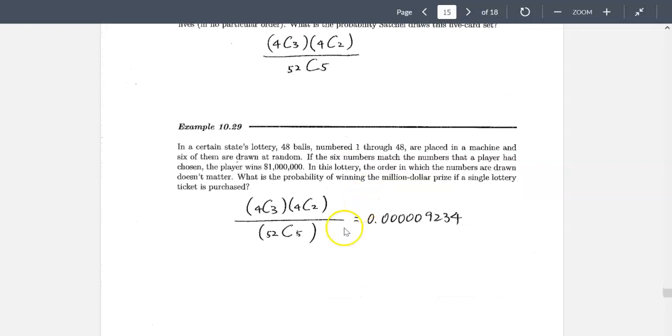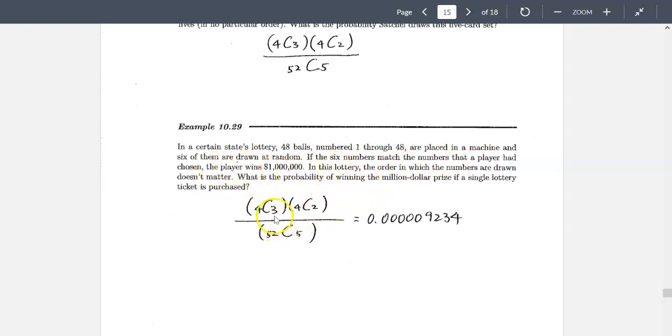Same thing with the lottery. In a lottery, you choose 5 numbers, so 50 choosing 5. They're asking what's the probability of winning if a single lottery ticket is purchased? The numbers are 1 through 48, placed in the machine. 6 are drawn at random. If the 6 numbers match the numbers the player had chosen, the player wins $1 million.